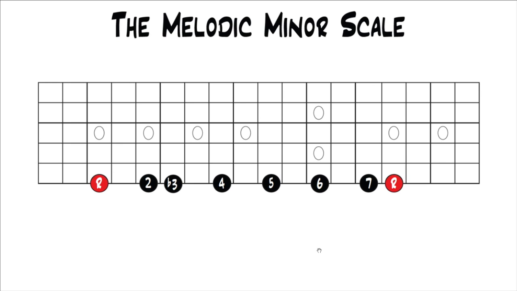And because the melodic minor scale in jazz stays the same ascending and descending, a lot of times it's called the jazz minor scale. So if you ever hear jazz minor scale, that's the melodic minor scale for jazz. That ascends and descends the same way.